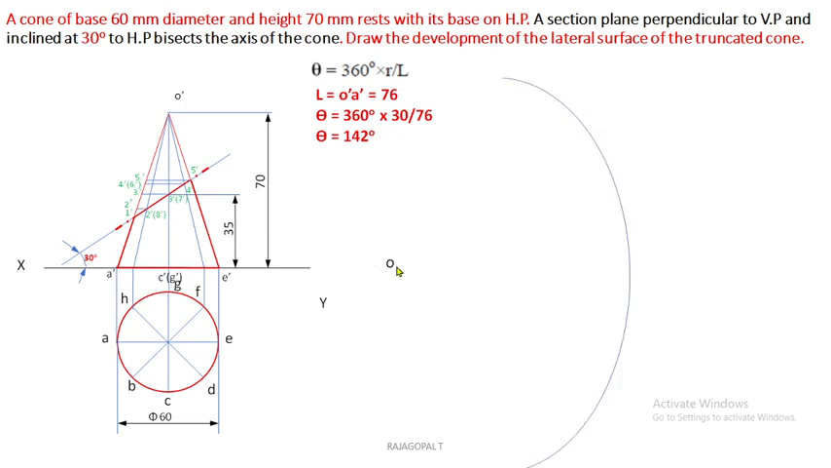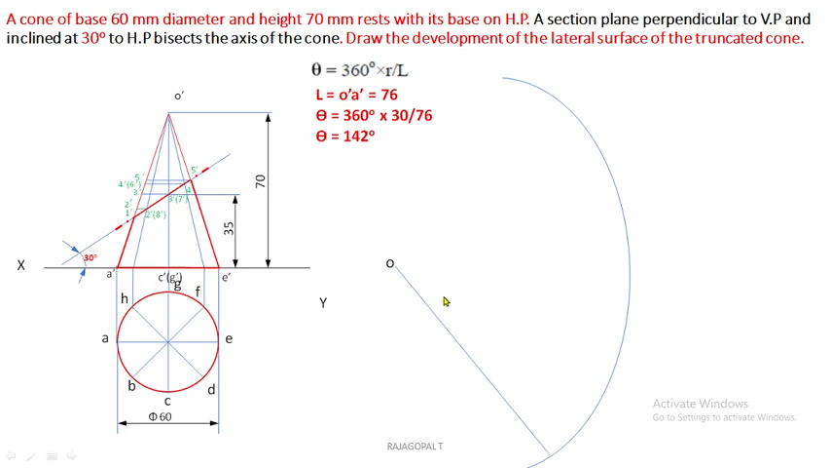With O as center, what is the radius of this arc? L is the radius of the arc. L is 76 mm. Use that 76 as radius and complete the arc. After completion of this arc, you can fix any point on this arc.